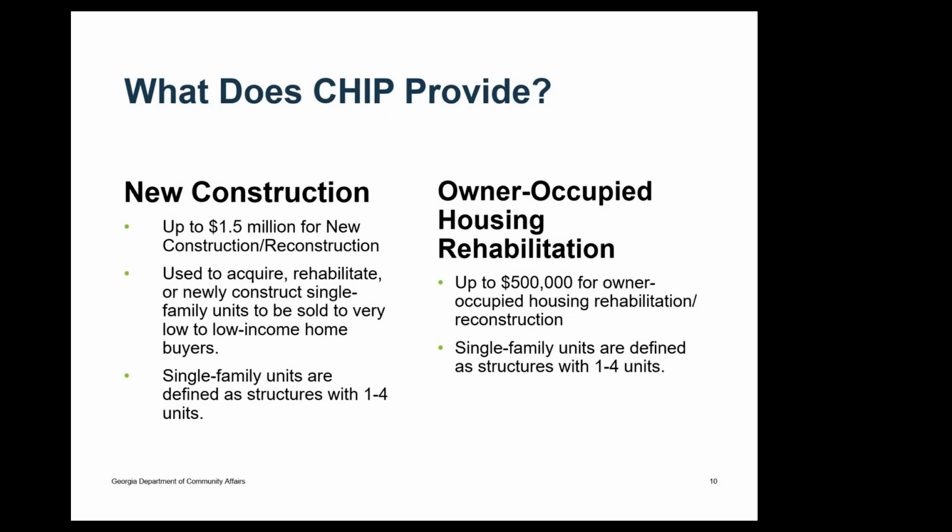So as long as they're sold, they can be duplexes, they can be townhomes, or they can just be one unit single family homes. But again, if you're building them, they have to be sold. With the owner occupied housing rehab, we've increased the award from 400,000 to 500,000. And again, these have to be single family units, which are owned by the homeowner.